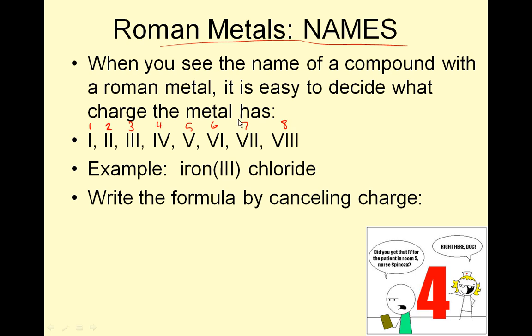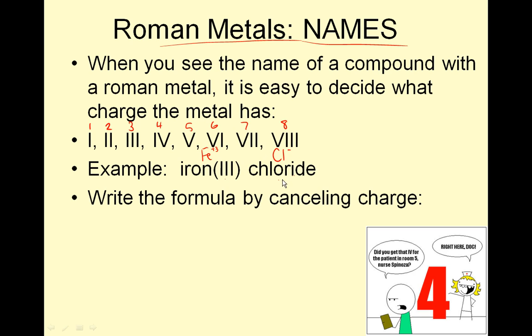Okay? Here's what the Roman numerals mean. You won't go over 8. All right? So, here's an example. Iron 3 chloride. Iron is Fe. This 3 tells you that it's a +3 charge. This 3 tells you how many electrons it lost. It lost 3, so that's why it's a +3 charge. Chloride comes from chlorine, and it's on the periodic table. It's in the group that's -1.